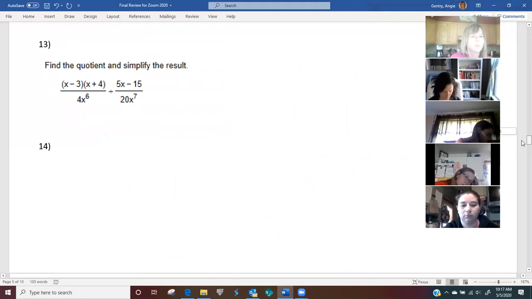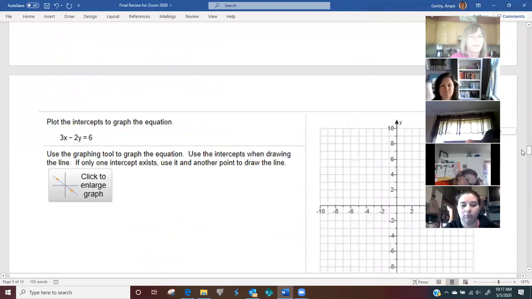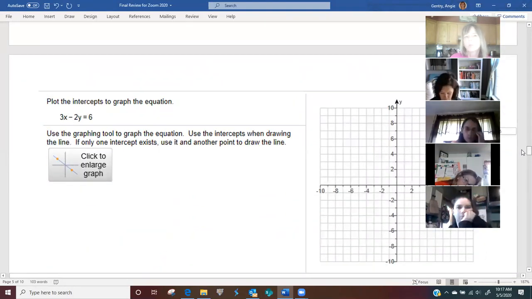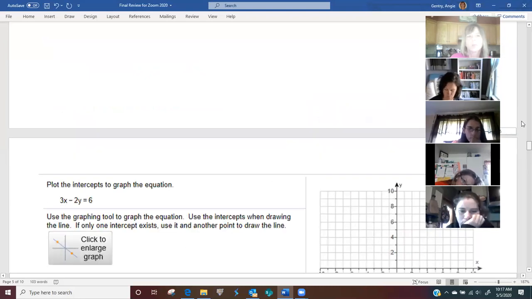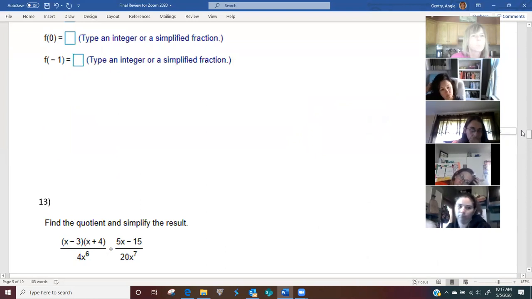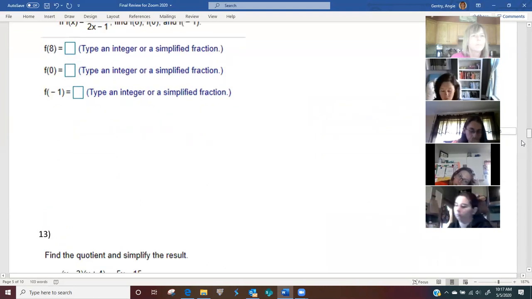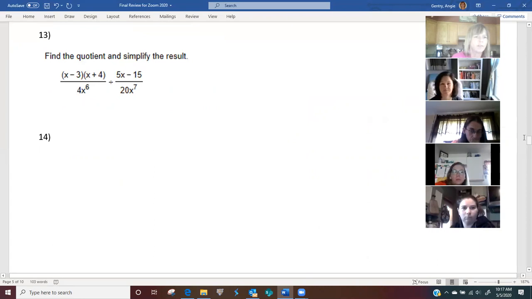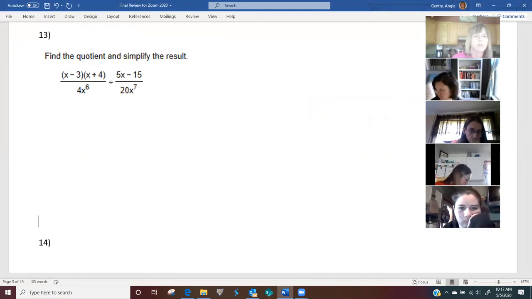Find the quotient and simplify. Let me see what else is in here. And now we're going into chapter 3. What I want to do today, if that's okay with everyone, is finish this. I think this is the last one.